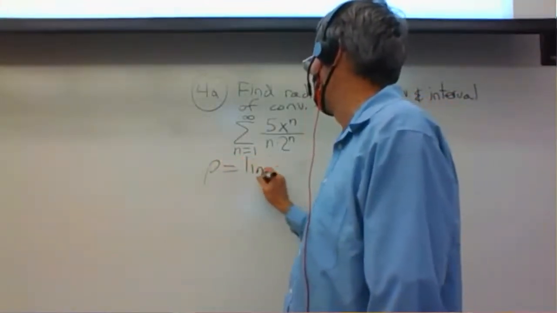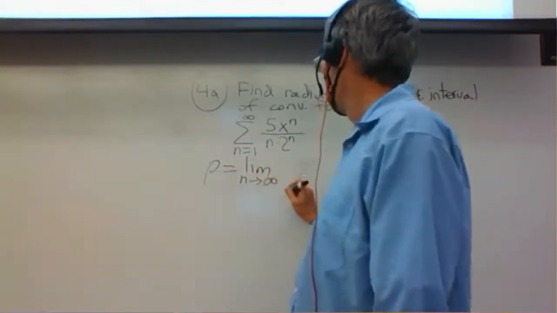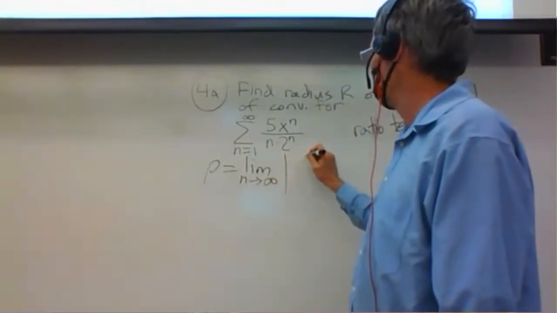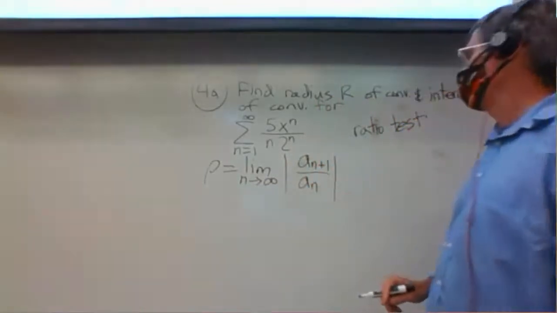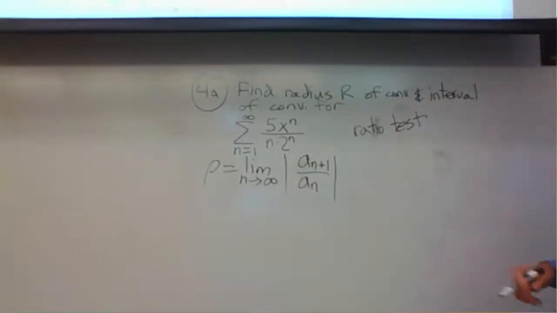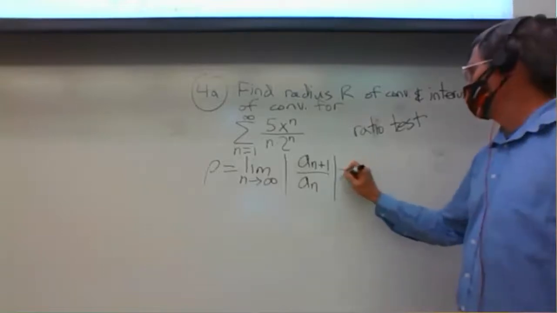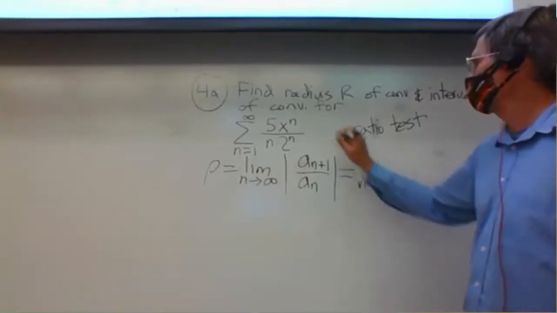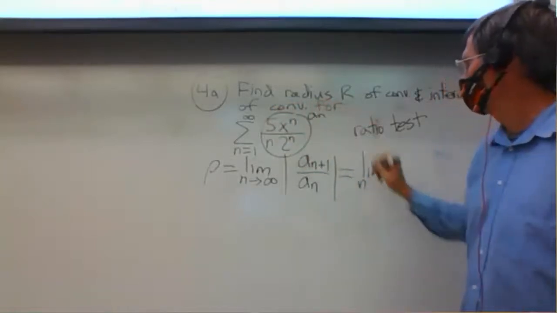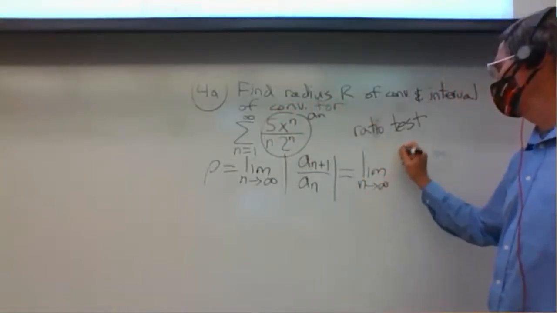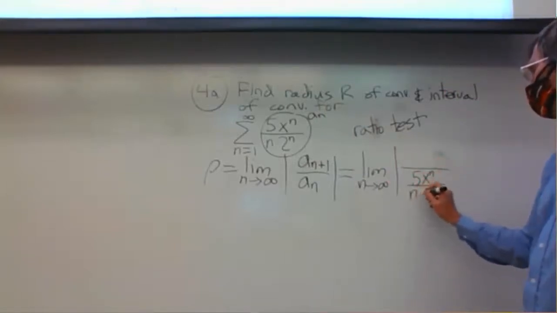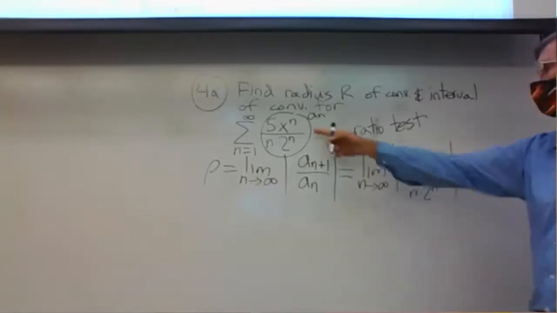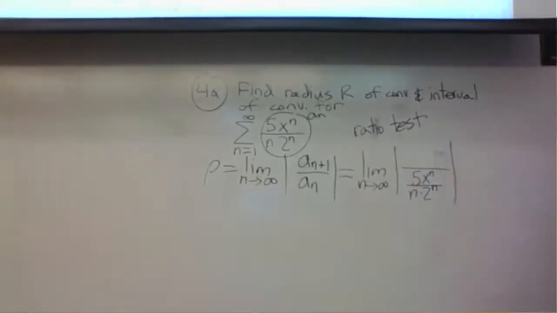The ratio test says you take the limit as n goes to infinity of the absolute value of the n plus first term over the nth term. If that is less than 1, you have absolute convergence. If it's greater than 1, you diverge. And if it's equal to 1, you don't know. What you put in on the bottom is just a_n, whatever's here. Limit as n goes to infinity, and I'll put 5 times x to the n over n times 2 to the n. That's a_n just by reading, right? What goes on the top?